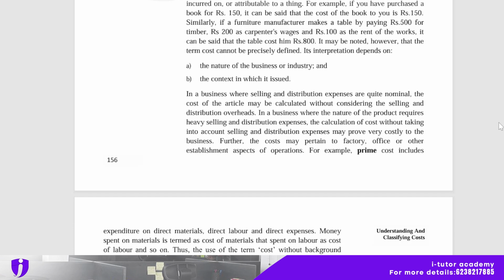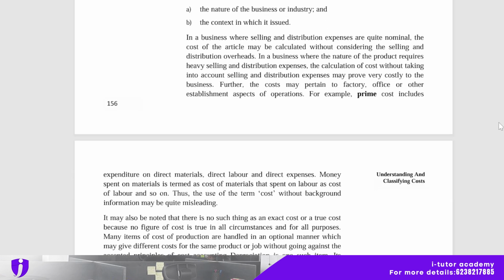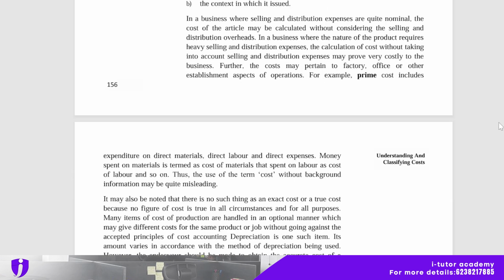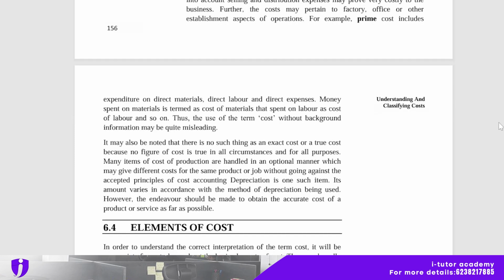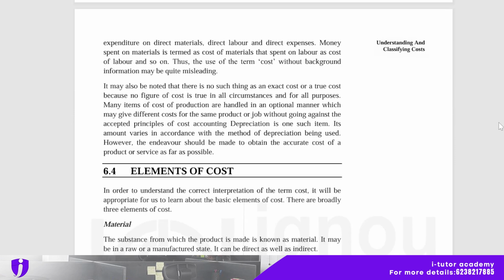The interpretation depends on the nature of the business or industry and the context in which it is used. In a business where selling and distribution expenses are quite nominal, the cost of an article may be calculated without considering the selling and distribution overhead. For example, prime cost includes expenditure on direct material, direct labor, and direct expenses. Money spent on material is termed as cost of materials, that spent on labor as cost of labor, and so on.